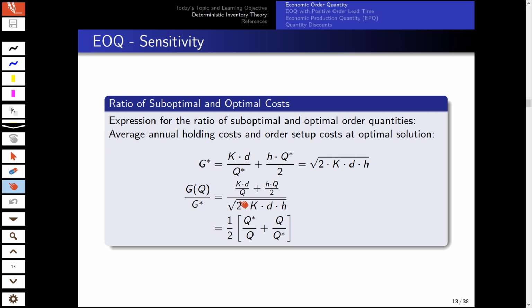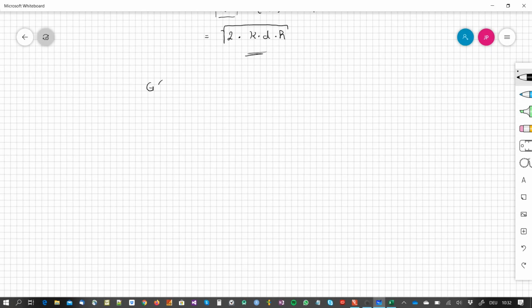And now we do the same for the ratio of the suboptimal and the optimal order costs. So this is where we start with, and we want to arrive here. If you know how to do it, then of course you can skip this part. So we take now the cost function divided by the optimal costs, and this is the following expression.